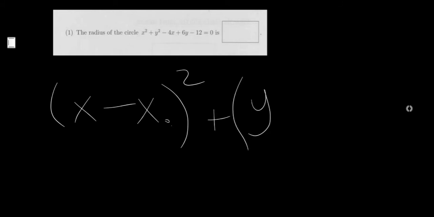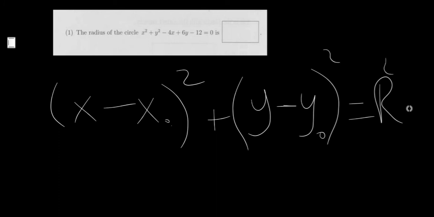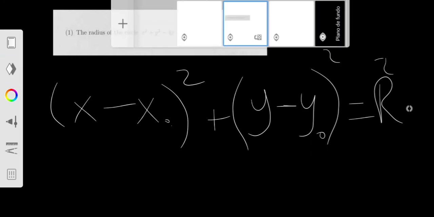Now, the first, well, you need to know that the formula of the circle is x minus x of the center, I'm going to call it x0, squared, plus y minus the y of the center squared is equal to the radius squared. Okay, from where does this equation come from?